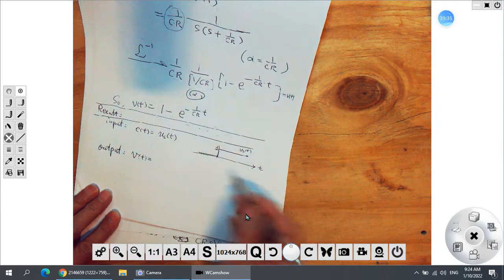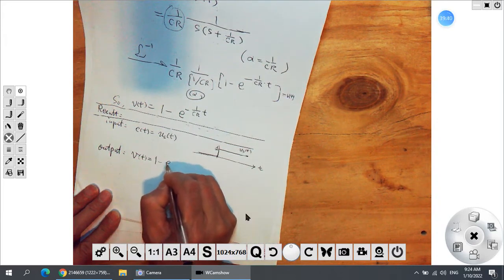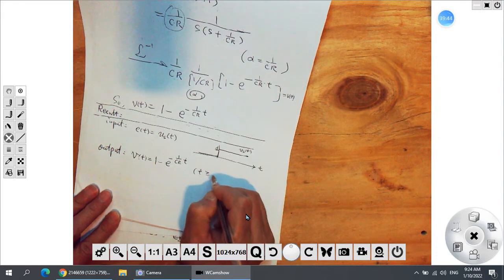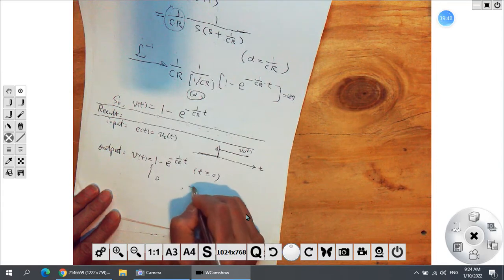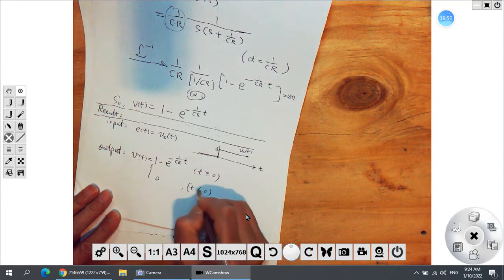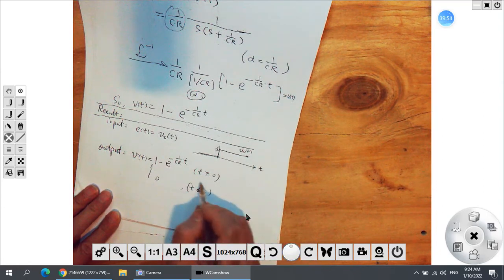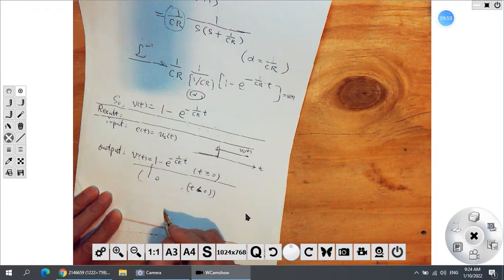Well, on the negative side it must be 0, right? It is 1 minus e to the negative t over CR for t positive. If you want, you can also write 0 for t negative. For the negative side, it is just 0. You just write this and it will be fine.